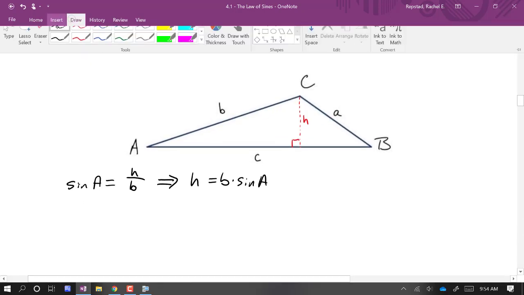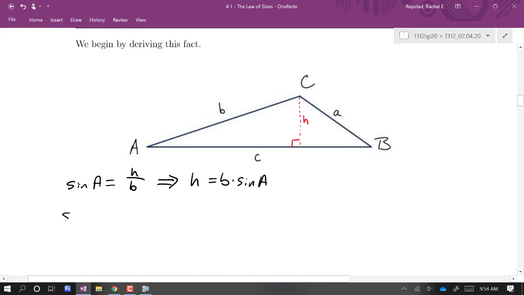Let's do the same thing, only now with angle B. What's sine of B? Also H over B. Why H over A? I like that you said that, but why? H is opposite. Oh, H. You said H over A. Yeah, H over A. We get that from SOHCAHTOA. So H is A times sine B.